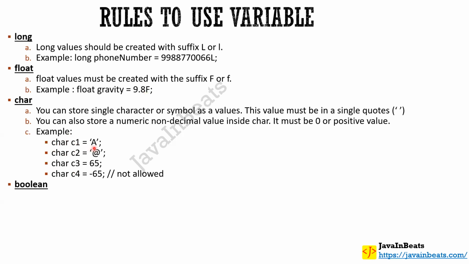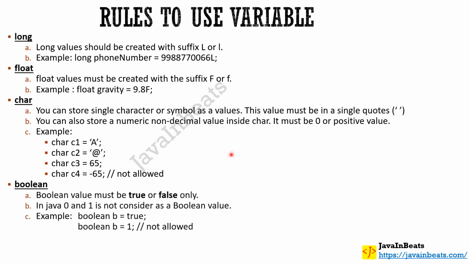So the first one is a valid character where we are storing a single character inside a single quote. Then we are storing an @ symbol, which is again in a single quote. If you want to store any numeric value, then you must not use a single quote. And if you try to store a negative value, then again it will be a compile time error. This is the rule for the character data type.